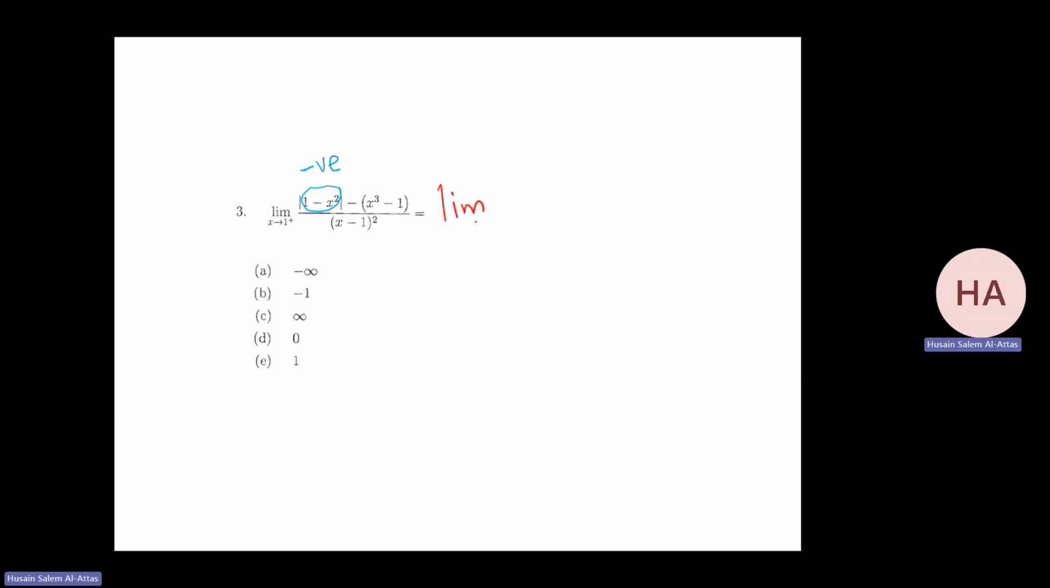That will be limit, x goes to 1 from right. This is negative, so I get rid of it. It's minus 1 minus x squared. I take it out, multiply by minus, and I put the rest as is. Now do the calculation.